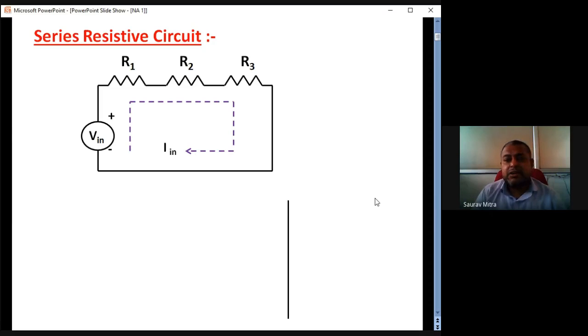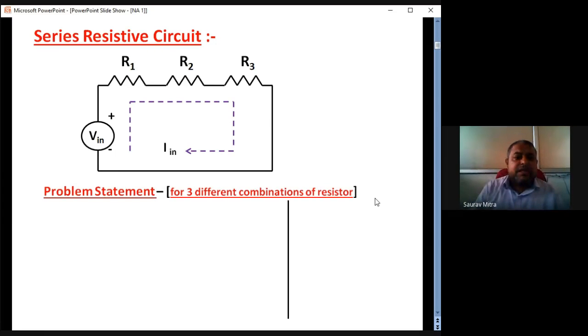Okay. So these are some of the cautions that I'm sounding, but remember all these things in your experiment. So what is this experiment all about? So let us see the problem statement.